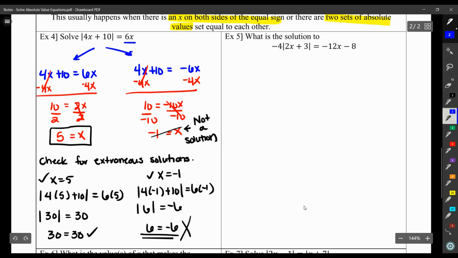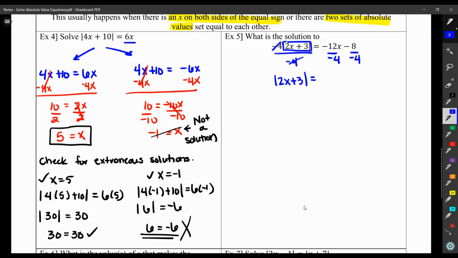So for number 5, we first have to isolate this absolute value. We need to get this guy by itself. So we're going to divide out the -4 from everything on the other side. The -4's make a 1, so we have absolute value of 2x plus 3 equals -12x divided by -4 makes a positive 3x, and -8 divided by -4 makes positive 2.